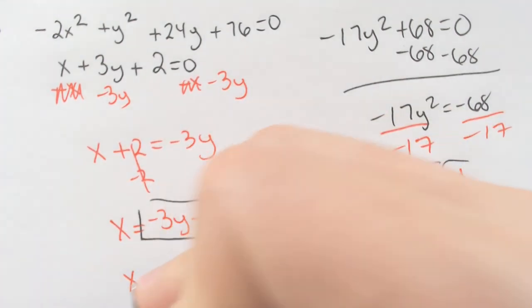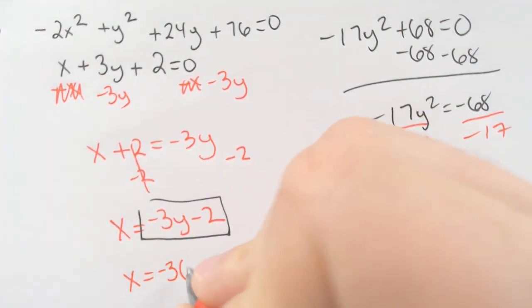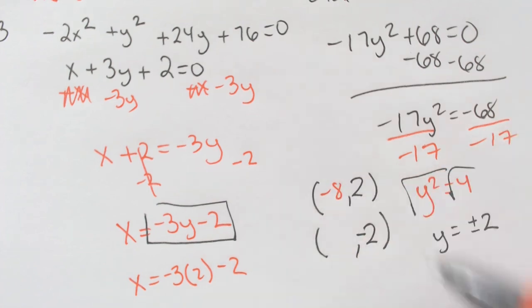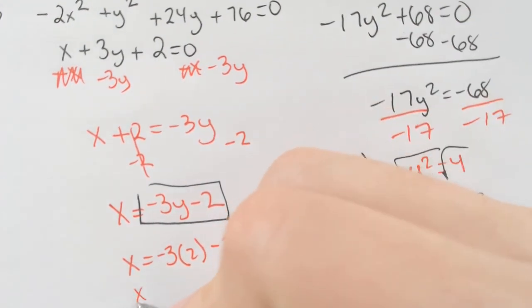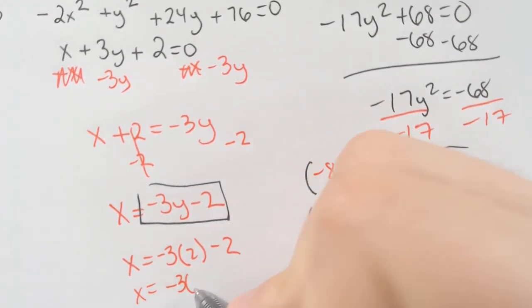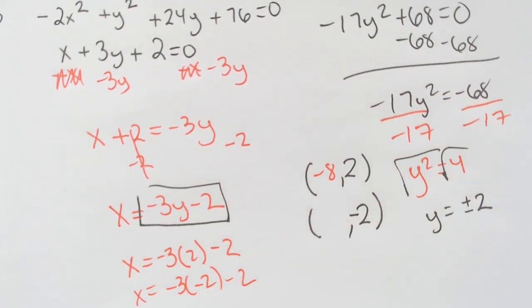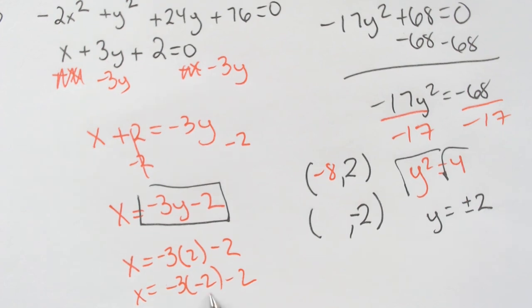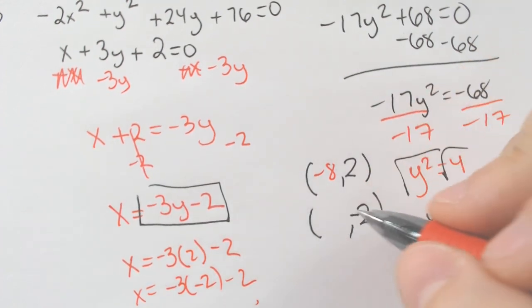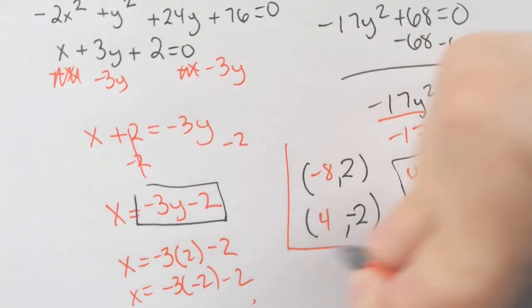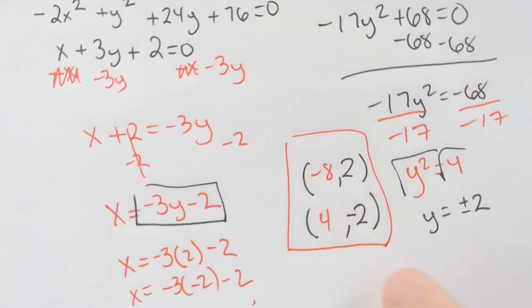And if we plug it in, x would equal negative 3 times 2 minus 2. Negative 3 times 2 is negative 6, minus 2 is negative 8. And x equals negative 3 times negative 2 minus 2, which ends up being 6 minus 2 is 4. So our final answer would be right here.